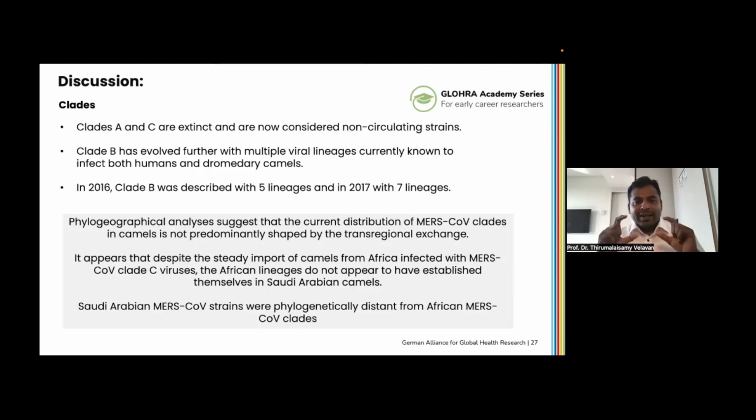So what does this mean? Clade A was found in 2012, both in humans as well as in the camel population in Saudi Arabia, whereas clade C is very much defined to the African camels, whereas clade B is the one which is circulating with many different lineages between camels and among humans, which clearly shows and explains that the Saudi Arabian MERS-CoV strains are completely different from the African MERS-CoV clades.